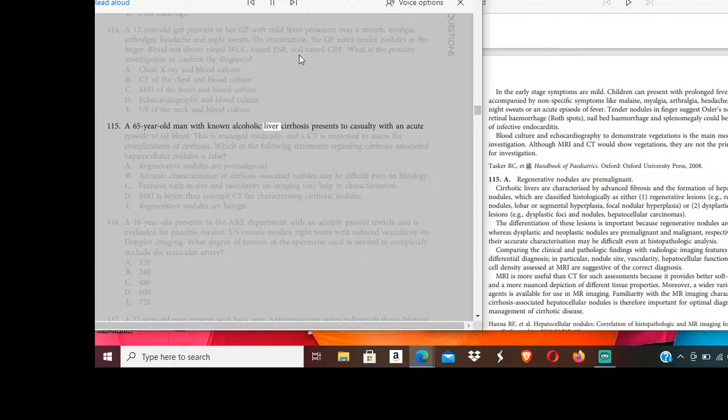115. A 65-year-old man with known alcoholic liver cirrhosis presents to casualty with an acute episode of GI bleed. This is managed medically, and a CT is requested to assess for complications of cirrhosis. Which of the following statements regarding cirrhosis-associated hepatocellular nodules is false? A. Regenerative nodules are premalignant. B. Accurate characterization of cirrhosis-associated nodules may be difficult even on histology. C. Features such as size and vascularity on imaging may help in characterization. D. MRI is better than contrast CT for characterizing cirrhotic nodules. E. Regenerative nodules are benign.